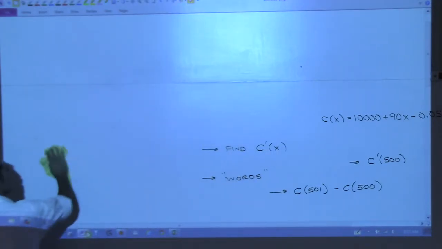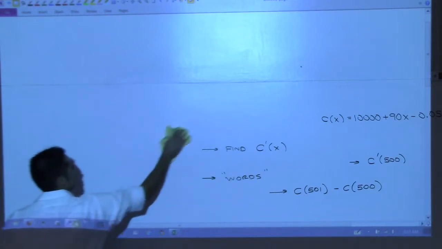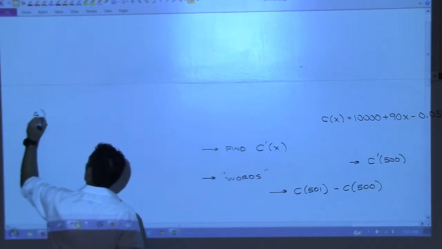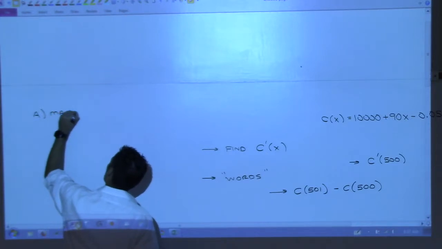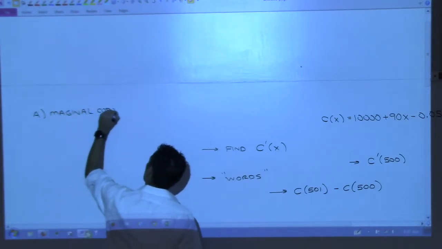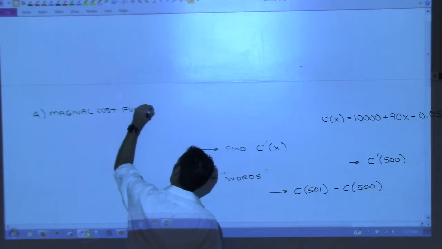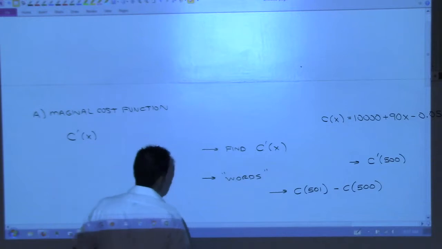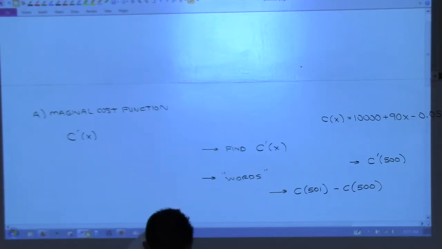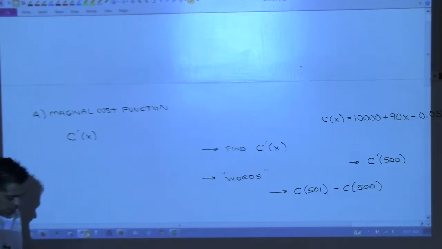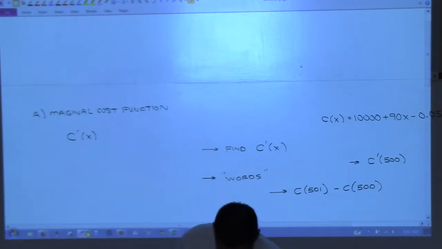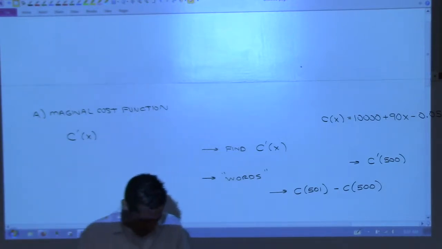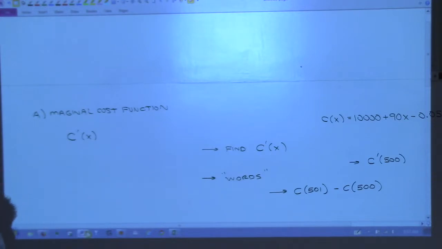All right, so for part A, we want the marginal cost function. And that means the derivative. So what is the derivative of this function? Let me see here. I'll call on you. How about that? So make sure you know what it is. I'm going to call on somebody.